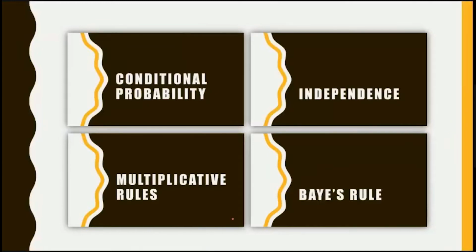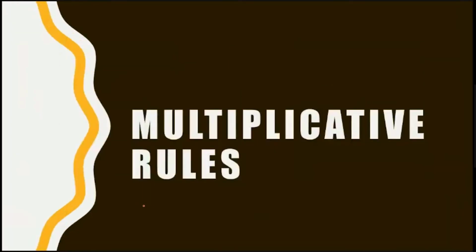Let's now discuss multiplicative rules. So in this topic, we will be discussing how to determine the intersection of events without listing the outcomes or the sample points in the sample space. And here, if we go back to the definition in the conditional probability.